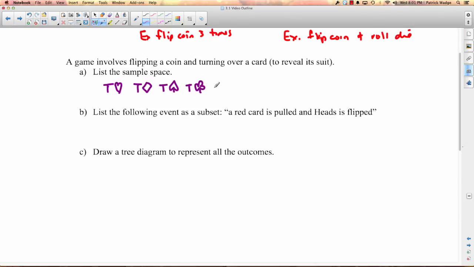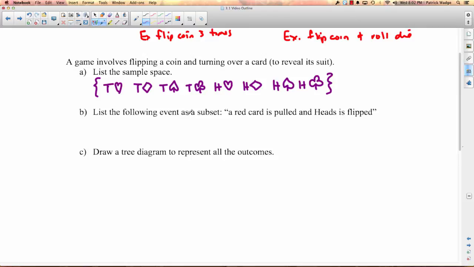Is that it? Nope. You could get heads and hearts. You could get heads and diamonds. You could get heads and spades. And you could get heads and clubs. I hope you're impressed with my spades and clubs drawings. They're pretty awesome. And I suppose we could put them in curly brackets.